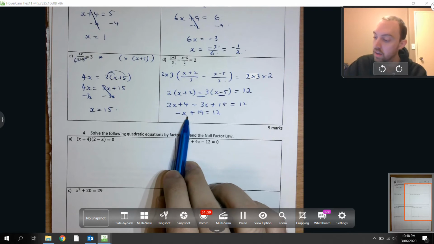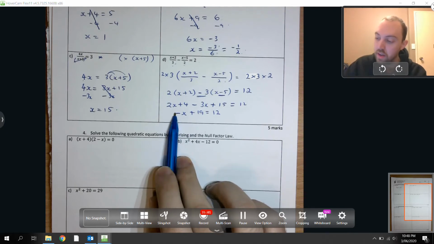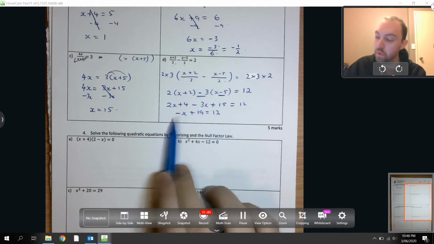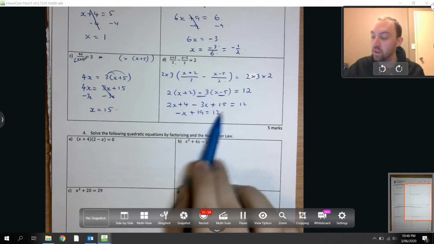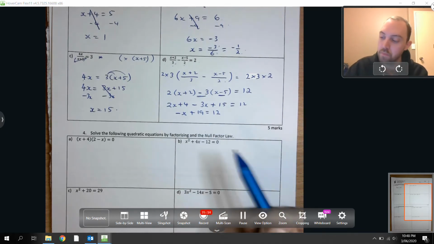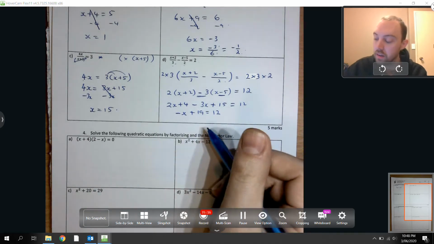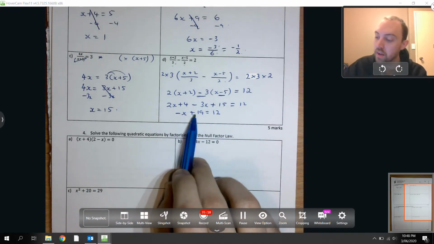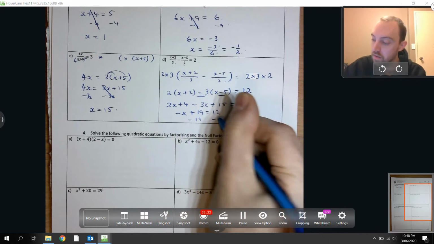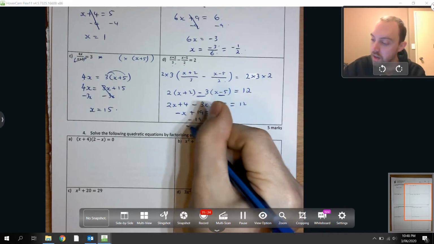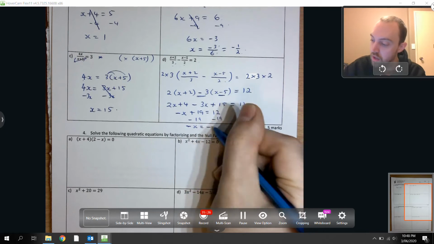I don't like this negative x, so maybe I can add x to both sides and bring it on to this side as a positive number, or we can just times by -1 at the end. Let's do that. Negative x, add 19, the opposite of add 19 is take 19 from both sides, and I get negative x is equal to -7.